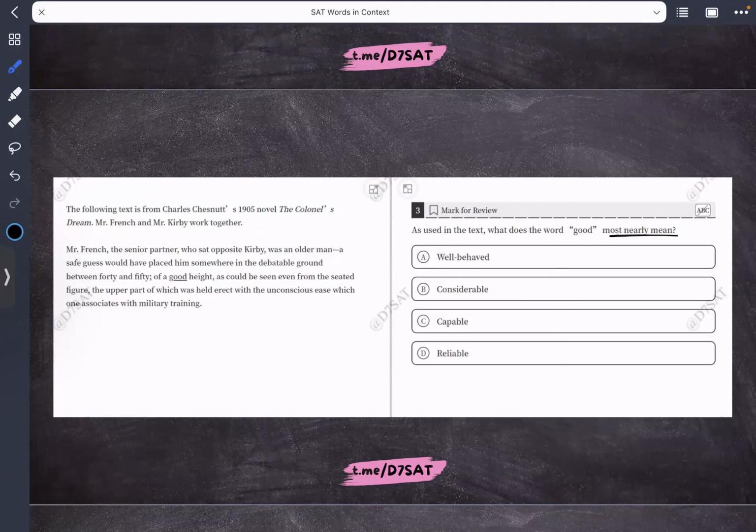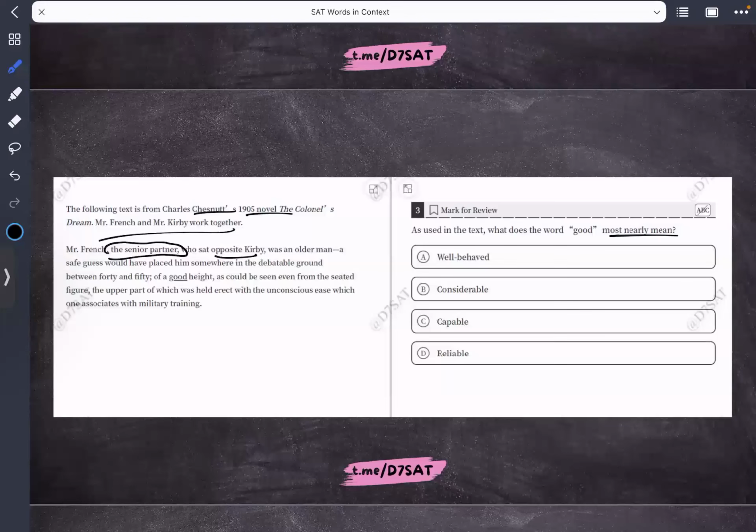The following text is from Charles Chesnutt's 1905 novel The Colonel's Dream. Mr. French and Mr. Kirby work together, so two people work together here. Mr. French, the senior partner. Right now we are using a non-essential idea, the senior partner. Who is the senior partner?